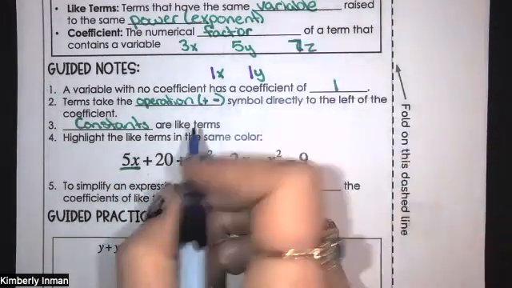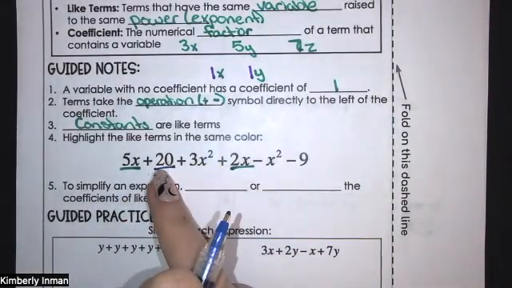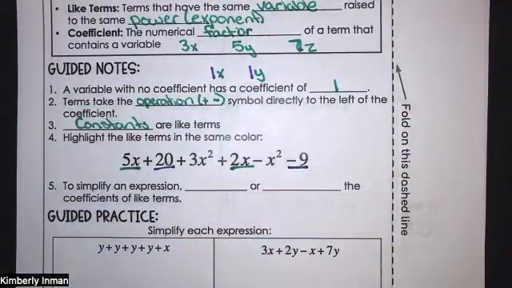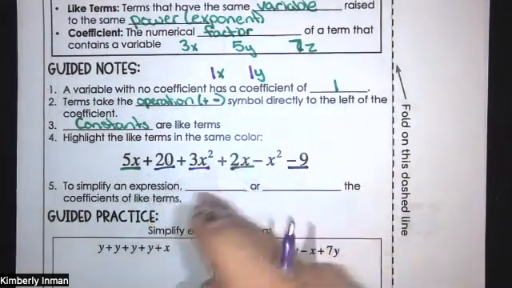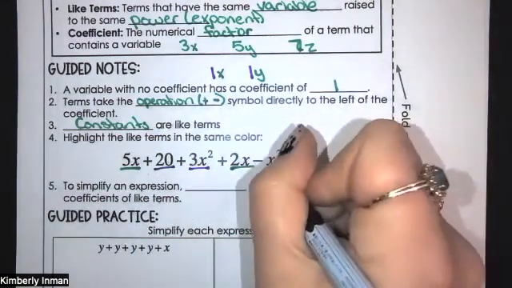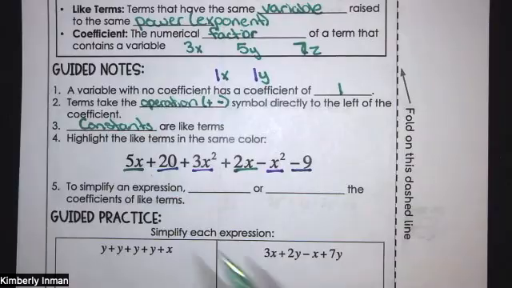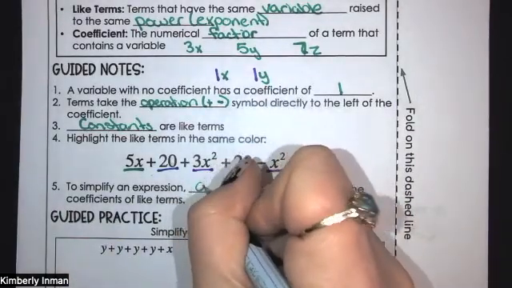I'm going to use a different color for the next type of term. That one, there's no letter, it's just a constant. The other constant you have is that one right there. And then the last one, x with a square, that's a purple. X with a square.